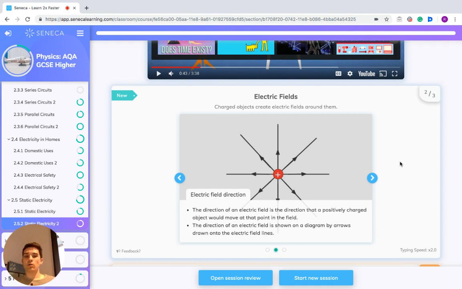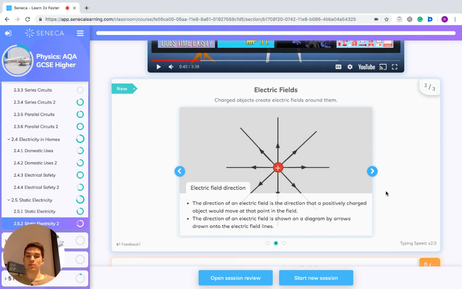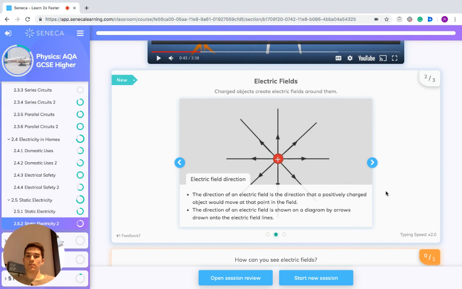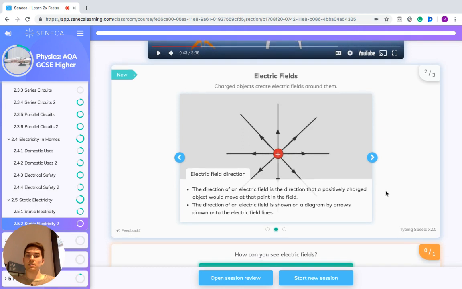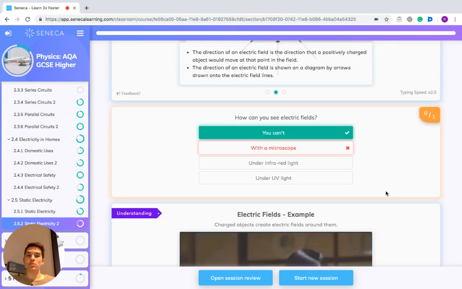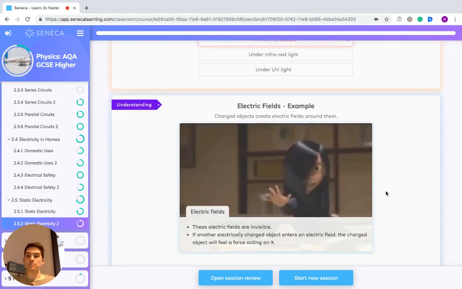So the direction of an electric field is shown by arrows drawn on the electric field lines. So that would just look like, if you've got a circle with a positive charge in the middle, it would just have arrows coming out of it in the directions that it would move if there was an electric field that came into contact with it. And remember, you can't see electric fields.